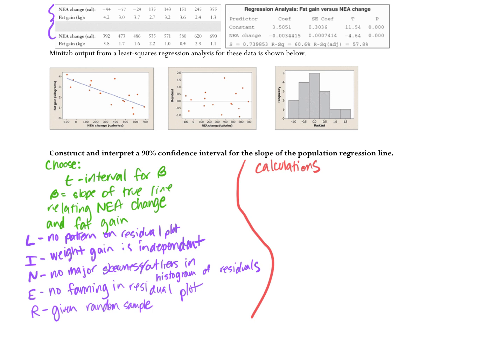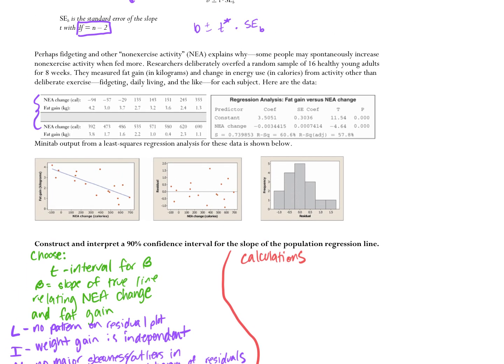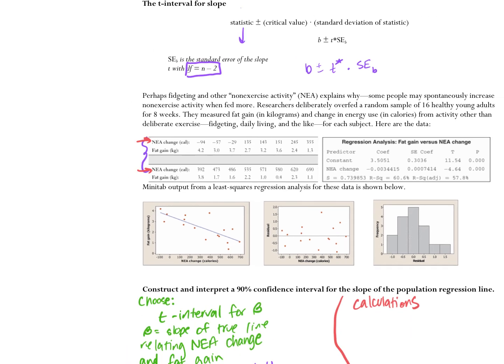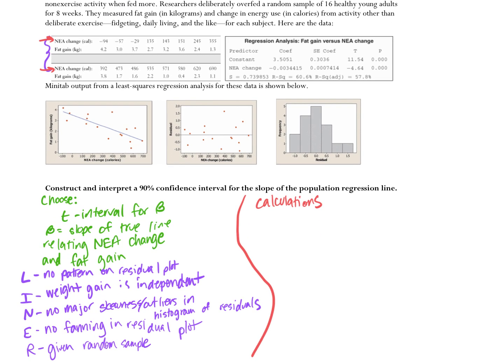Are you guys with me here? Because if I just throw this in my calculator, I got to type all the NEA changes in for L1, all the fat gains in for L2, and then go in and run it, okay? I think it might be easier and quicker to just understand the confidence interval, okay? So what we're going to do is find the T star, as we might need to review finding T star.